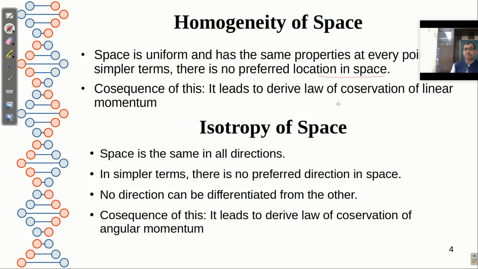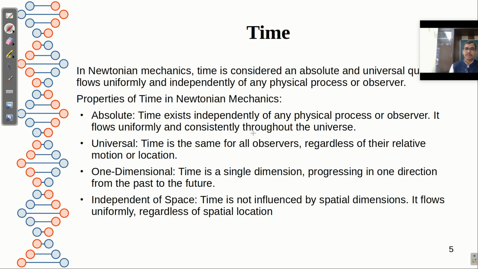Then another is a very important property, that is isotropy of space. The previous property is related to every location, but this one is related to all directions, means space is same in all directions. In simpler terms, we can say that there is no preferred direction in space, or no direction can be differentiated from the other. And consequence of this is that this law leads to the law of conservation of angular momentum. This is a very important consequence of this.